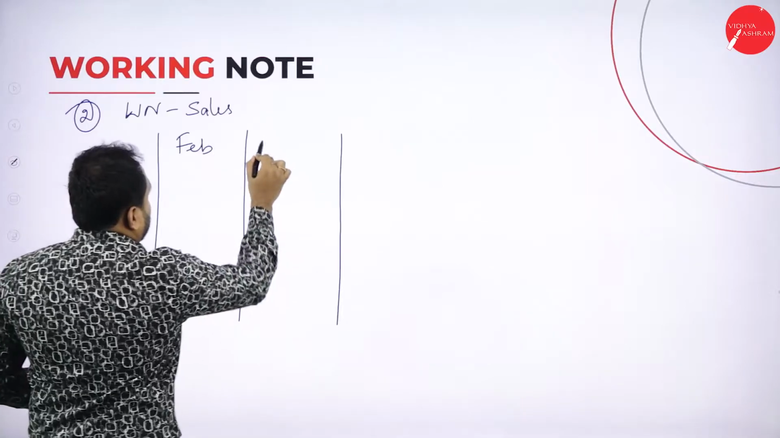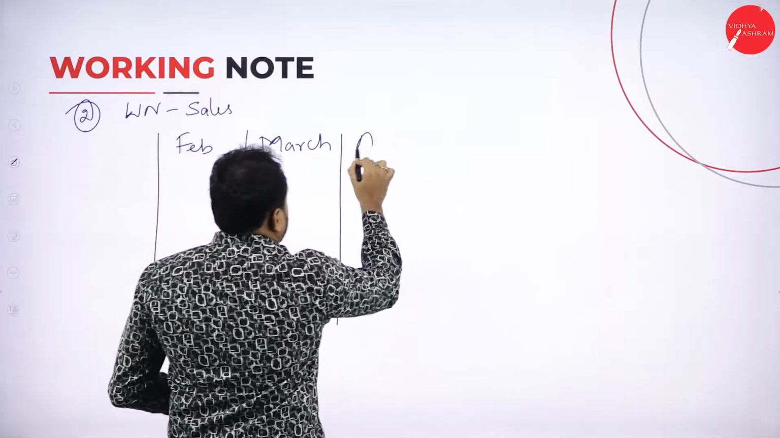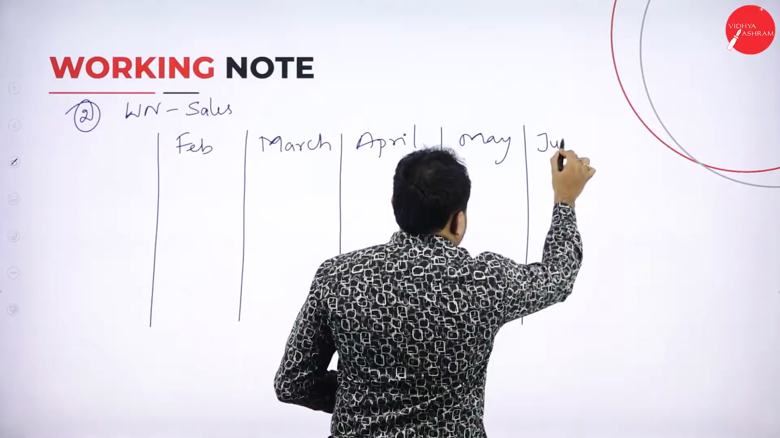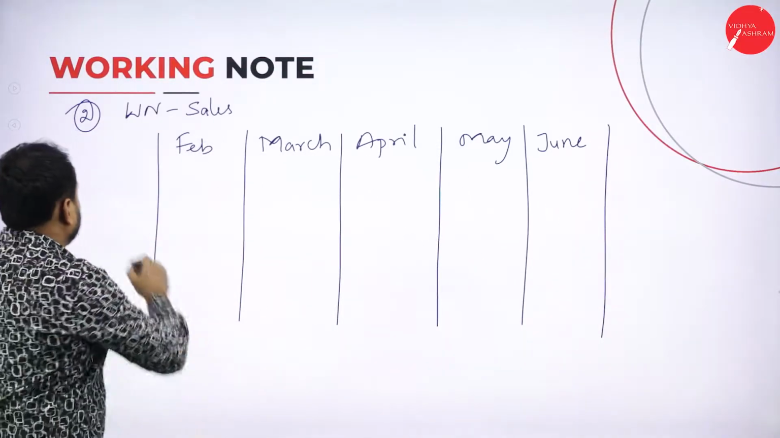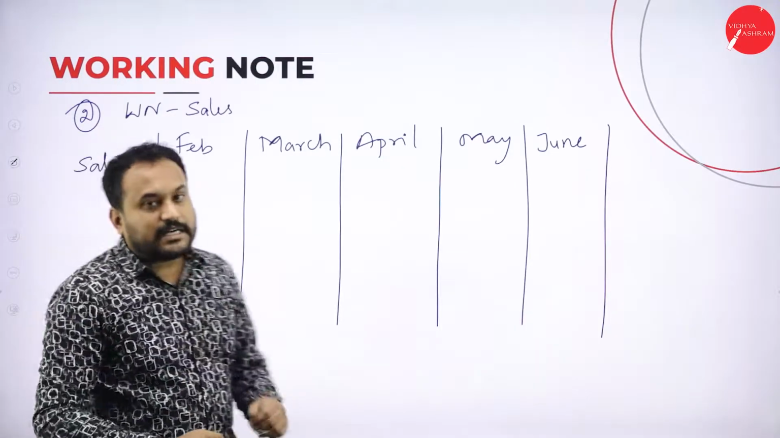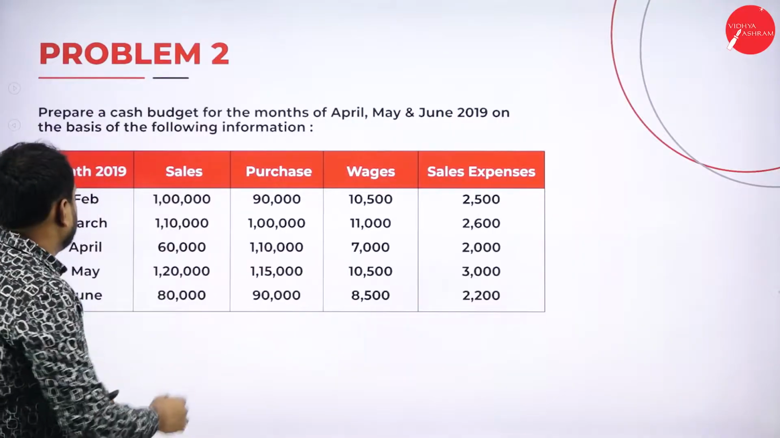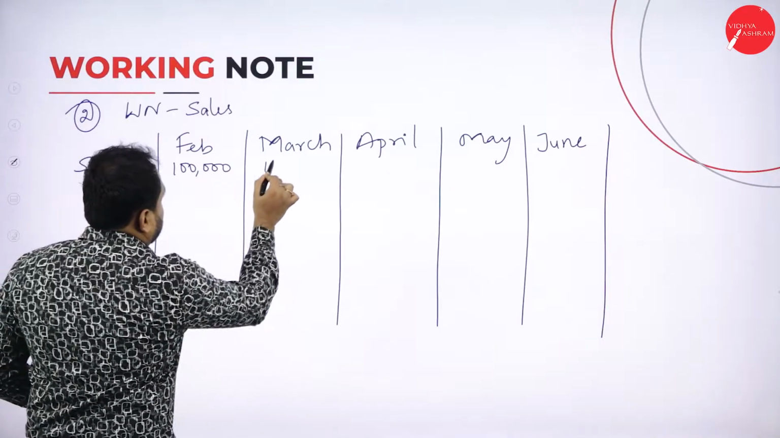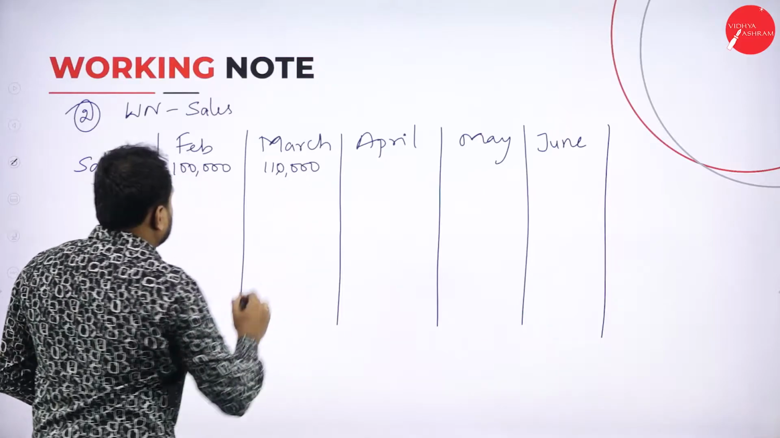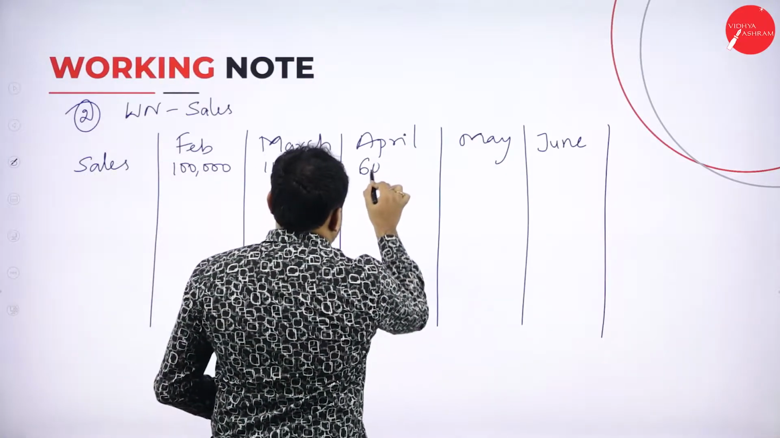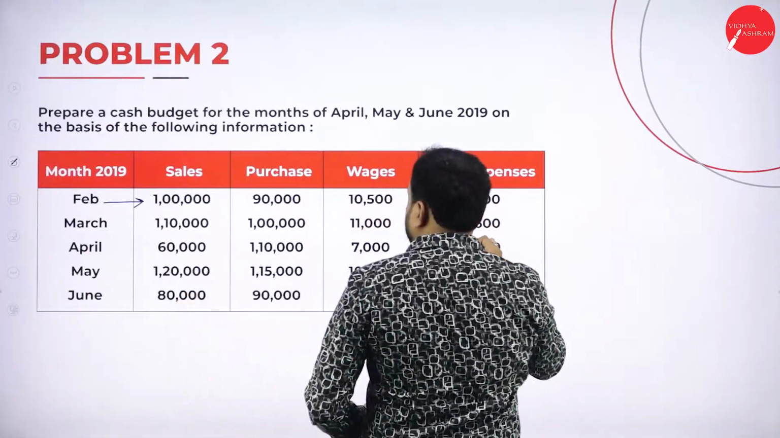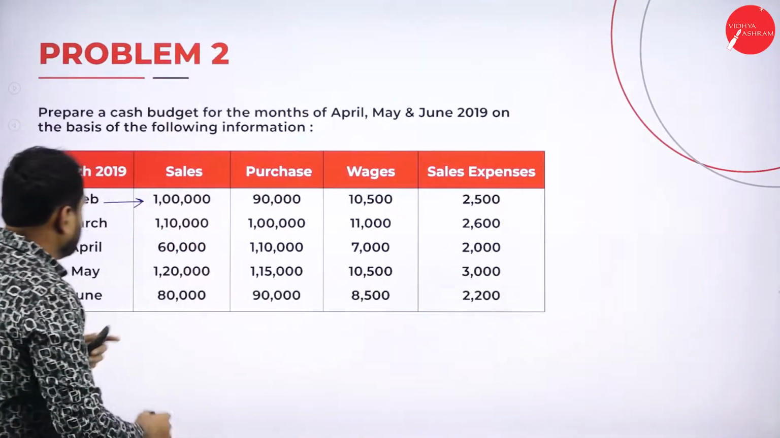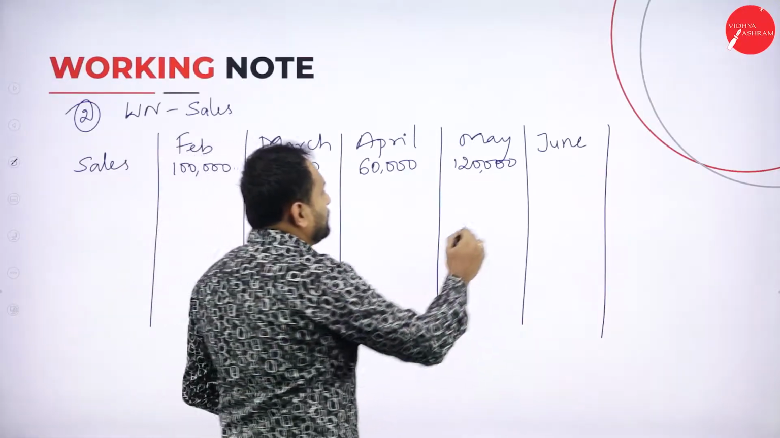We have Feb, March, April, then here May and June. Correct? Now we'll write here sales. How much was our sales in Feb, March, April, May and June? In Feb it was 1 lakh. Next, March, 1 lakh 10,000. Then April, 60,000. Then May, 1 lakh 20,000. And the last one, June, is 80,000.